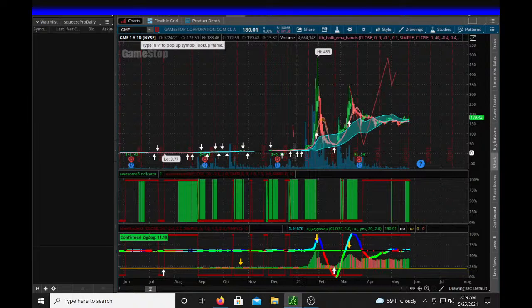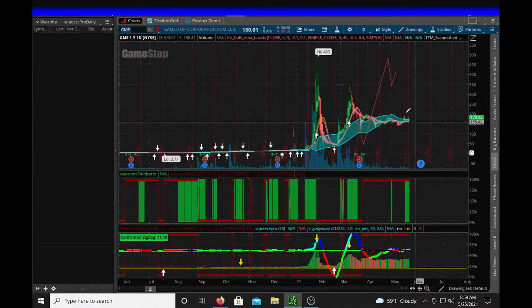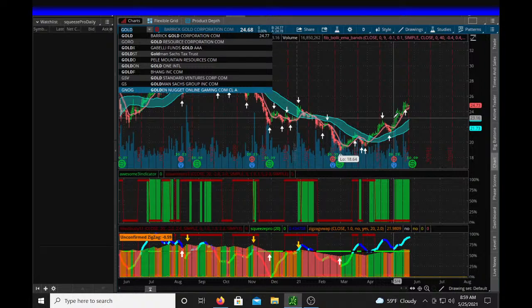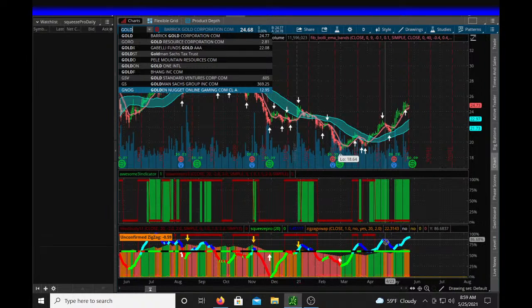All right, so look for a breakout. Looks like we're about to have one. Let's check out gold here. Looks like they've had their breakout after their squeeze. Yep, had their squeeze, got their breakout.